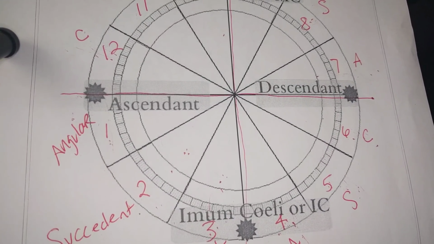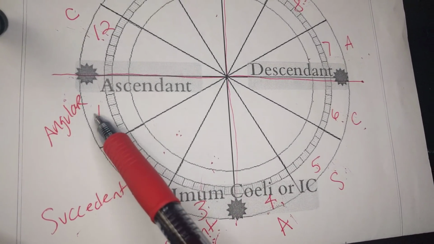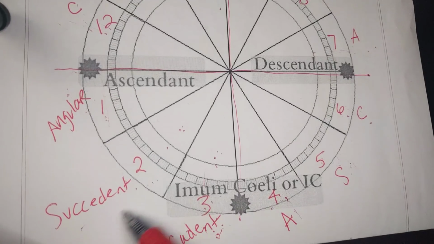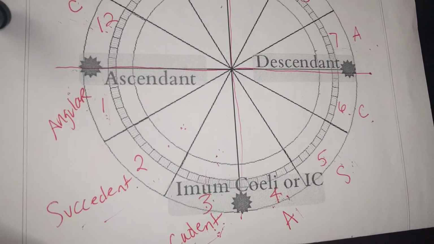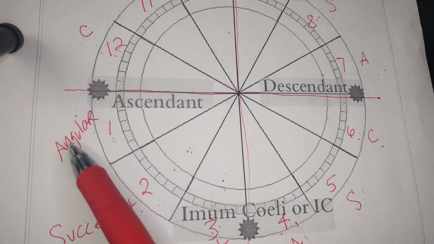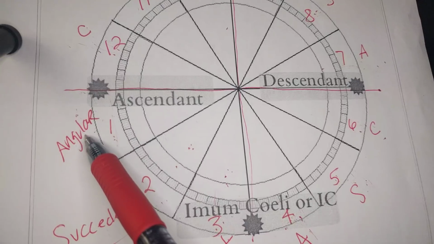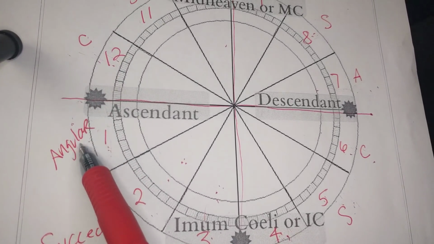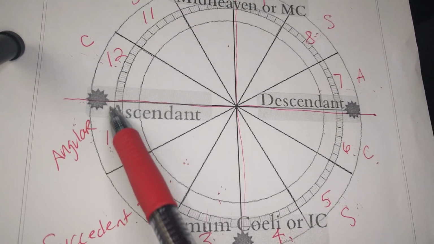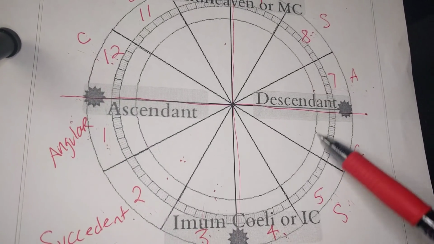There's always more to understand. There's always more ways to go deeper. And it's good to know more of the vernacular. So angular, succedent, cadent, and these describe the different houses. And a good way to think of it is the hierarchy. Angular houses have a higher hierarchy of their impact, of their force, because they, again, initiate all the energies here.